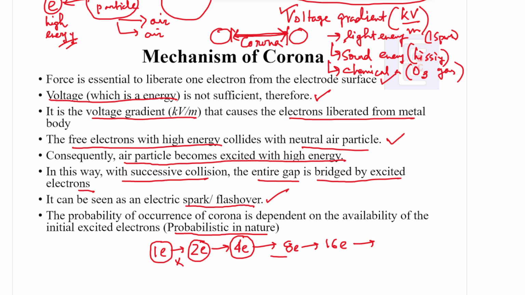Okay, so the number is increasing, that's right, but if the gap is not filled by a sufficient number of excited electrons, corona cannot be seen. So even if we increase our voltage, if the gap is not filled by a sufficient number of excited electrons, then corona will not occur. So I am claiming that it is a probabilistic phenomenon due to this reason. It totally depends on the availability of the excited electrons. If we have an ample amount of excited electrons, corona will be seen. If we do not have an ample amount of excited electrons, corona will not be seen in spite of voltage exceeding its threshold. Okay, this is the mechanism of corona.